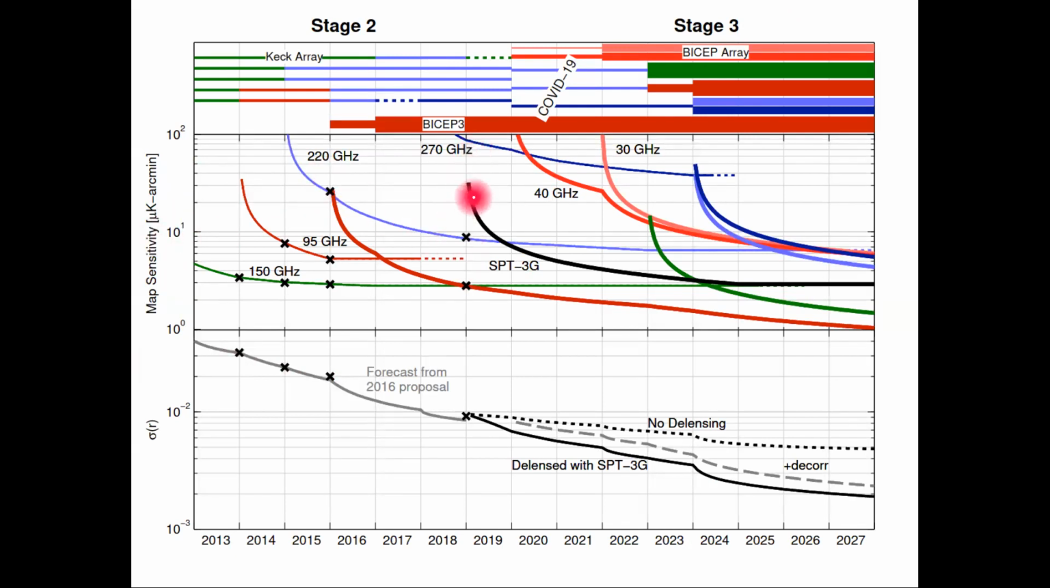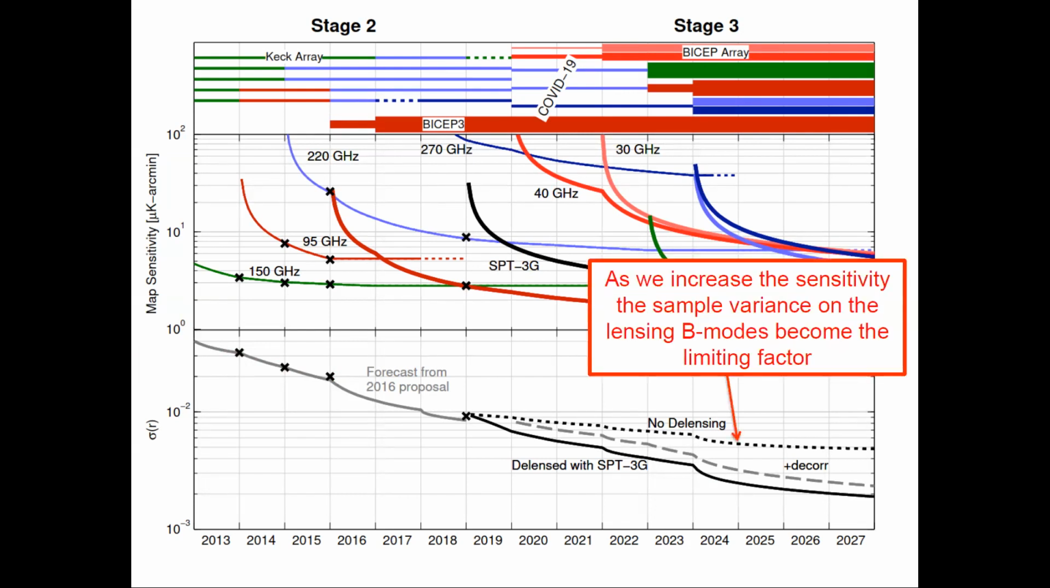Now, crucially here, SPT-3G is coming online. That is a high resolution experiment, which is adjacent to us at the South Pole, and we need that experiment so that we can de-lens. At the moment, this lensing sample variance is becoming the limiting factor on our experiment, and we need de-lensing to make further progress.